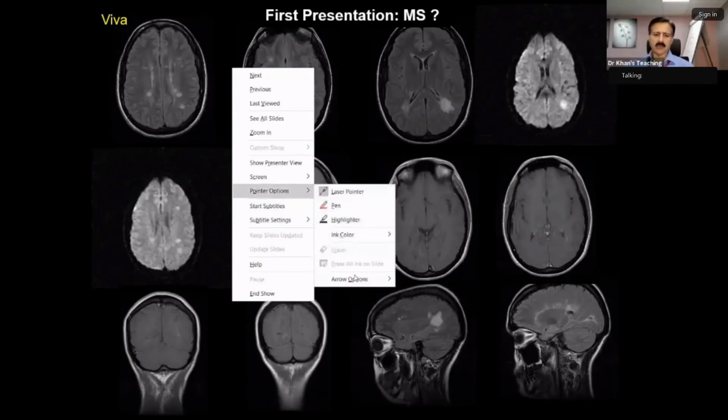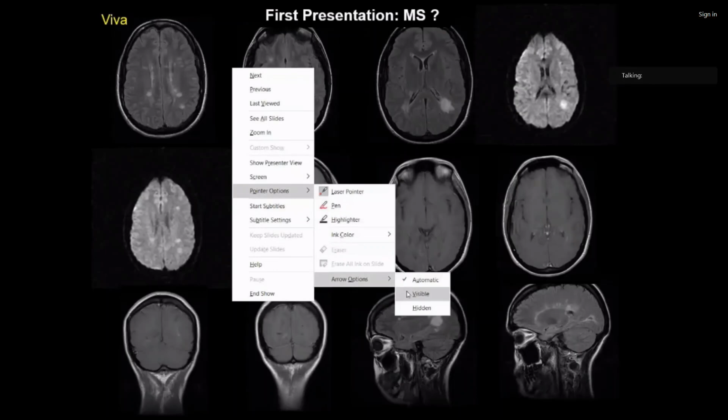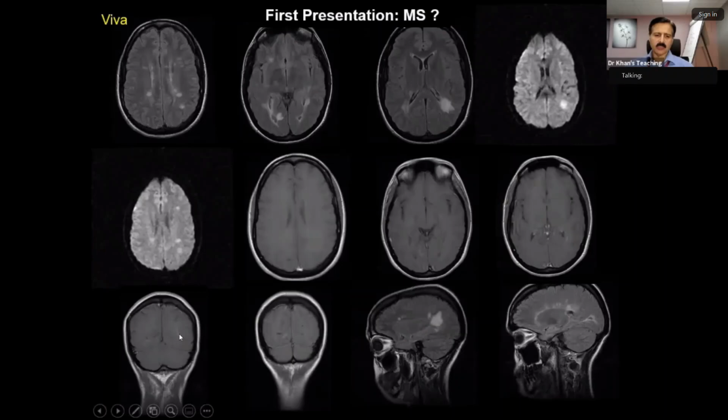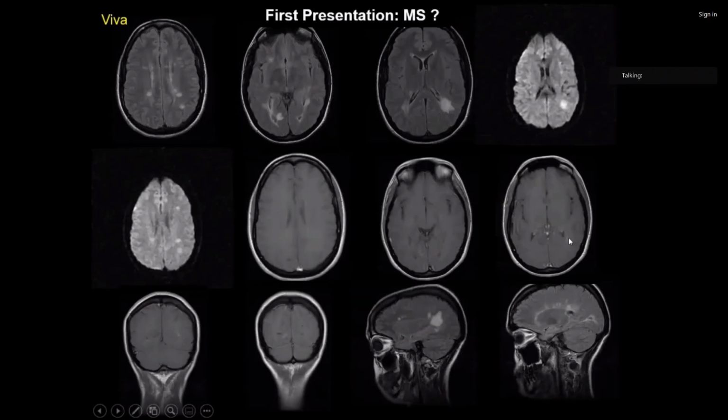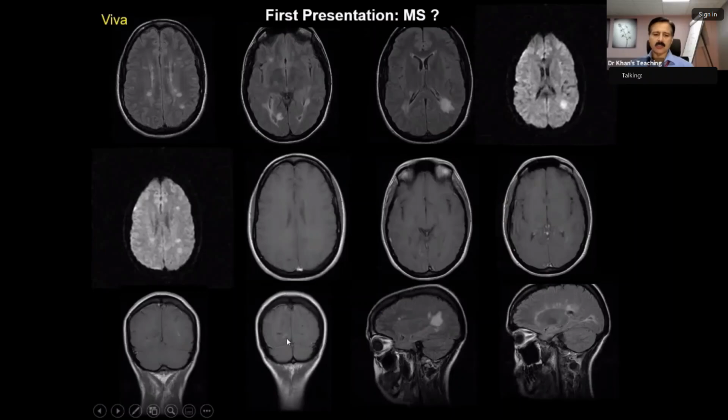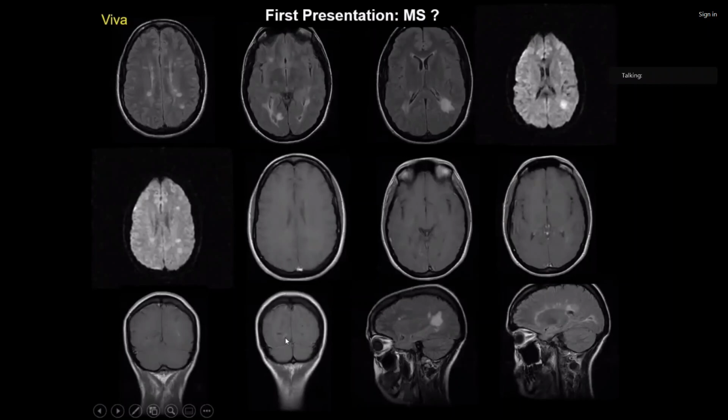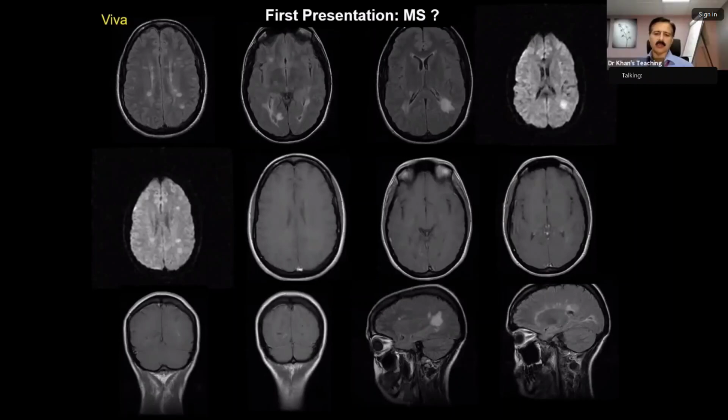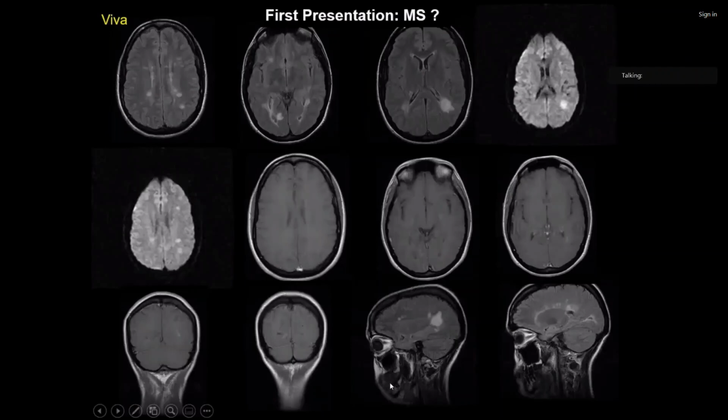Okay, maybe you cannot see it because it is a very small image, right? Do you see this enhancement here? Do you see this thing? Yeah. So actually there is enhancement. Do you see this enhancement? Yeah. Some of these areas, if you tally this with this, there is a bit of restriction also. So the point is, can this be MS? Can you diagnose it as MS? Confirm it. First presentation.